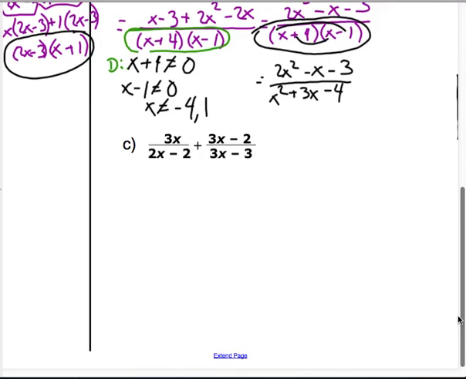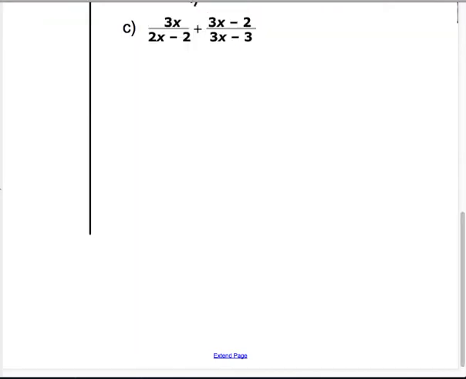All right, last review example. And again, I'm going to change this one to a subtraction because that's where we got a lot of mistakes. So what I notice is my denominators can both be factored. So I'm going to start with that.